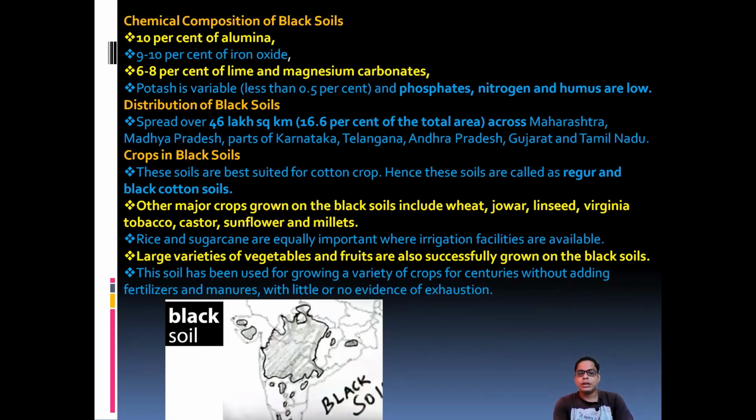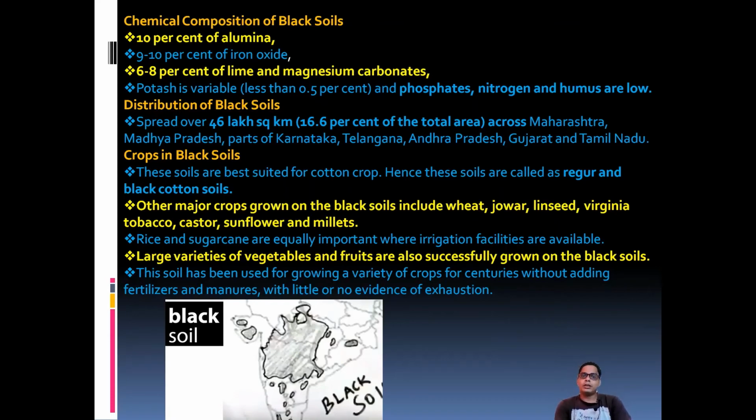Distribution: perhaps you can see in my background, I have shown one of the diagrams. By this diagram you can easily understand the distribution is spread over about 46 lakh square kilometers, 16.6% of the total area, across Maharashtra, Madhya Pradesh, parts of Karnataka, Telangana, Andhra Pradesh, and you can say Gujarat and Tamil Nadu.